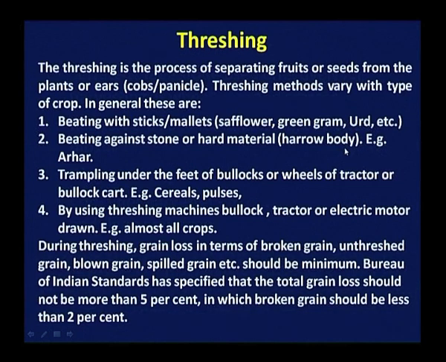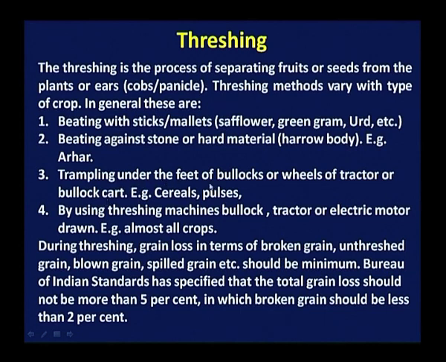Threshing is the process of separating fruits or seeds from the plant or ear. Threshing methods vary with the type of crop. In general, these are: beating with sticks or mallets, for example, for safflower, green gram and urd; and beating against stone or hard material, for example, arhar, where we have to beat the pods, then only threshing is possible.